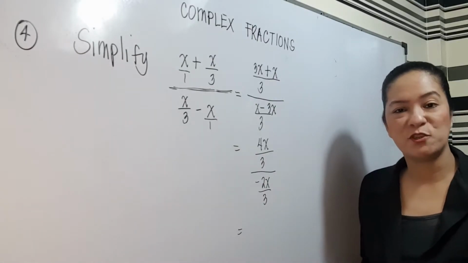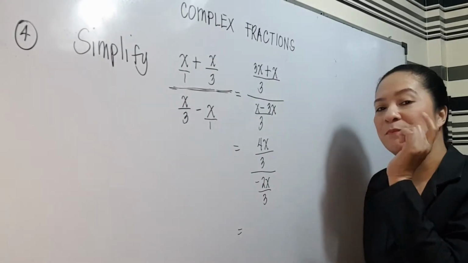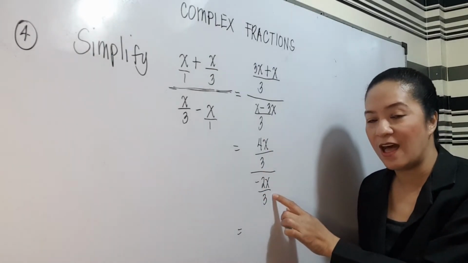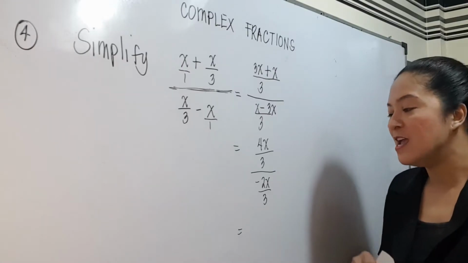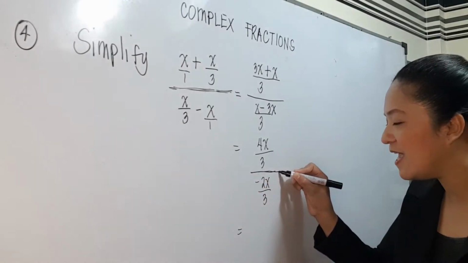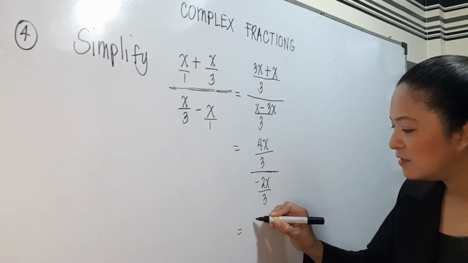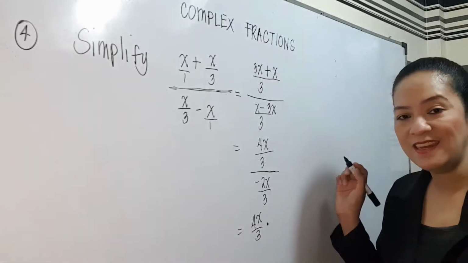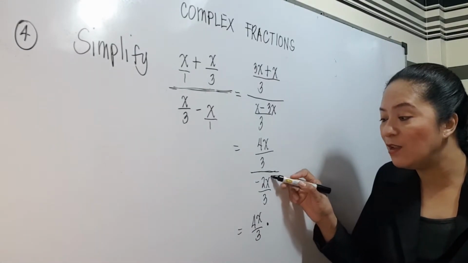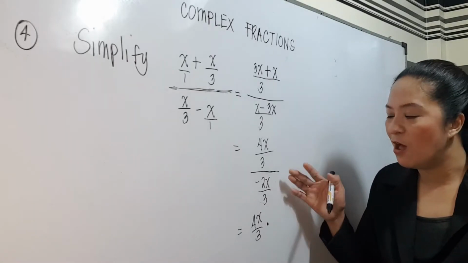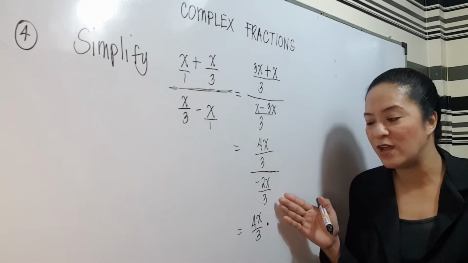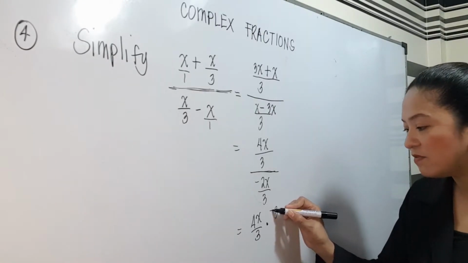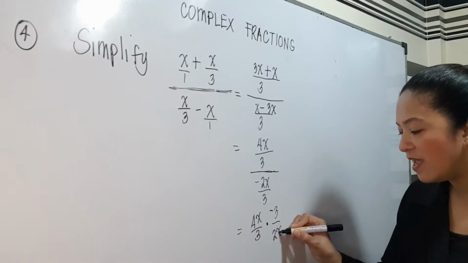The next step should be, alright, multiply the numerator by the reciprocal of the denominator. So since this is the main fraction line, this is your numerator. So we have 4x over 3 multiplied by the reciprocal of your main denominator. Okay, what's the reciprocal of negative 2x over 3? Okay, so that is negative 3 over 2x.